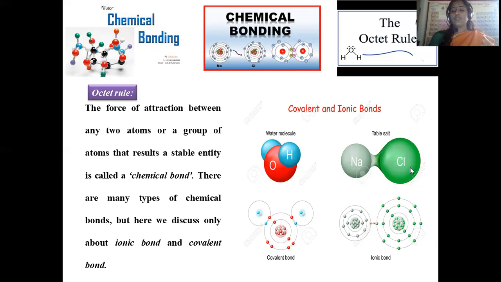Let us consider sodium chloride. How will it be generated? Sodium will give 1 electron, and chlorine will accept 1 electron. This is known as transfer of electrons, and both are held together by electrostatic forces.